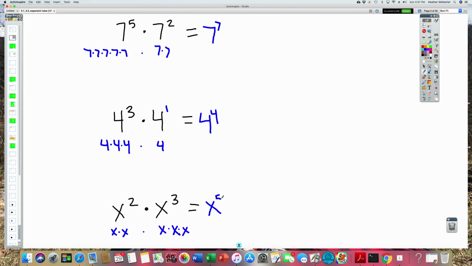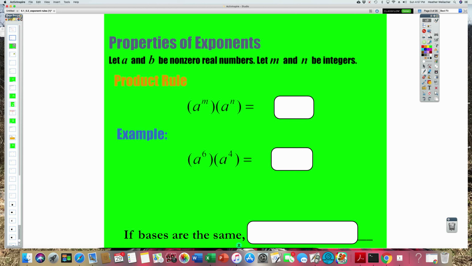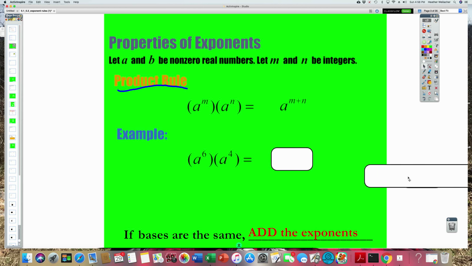And so in all three examples, you notice that if the base is the same, the 7 and the 7, when you're multiplying, you add the exponents. So here, 3 plus 1 is 4. 2 plus 3 is 5. And so that is just a way of thinking about the first part, and that is called the product rule. And the product rule says if you have a to the m times a to the n, that is equivalent to a to the m plus n. So since the bases are the same, the a's, you add the exponents.